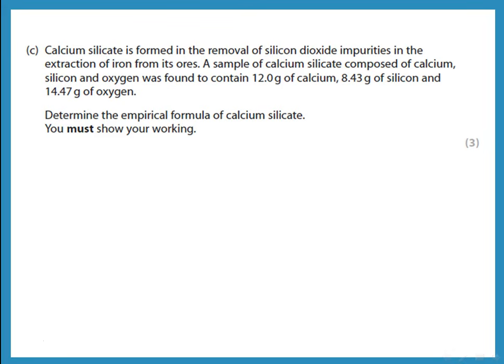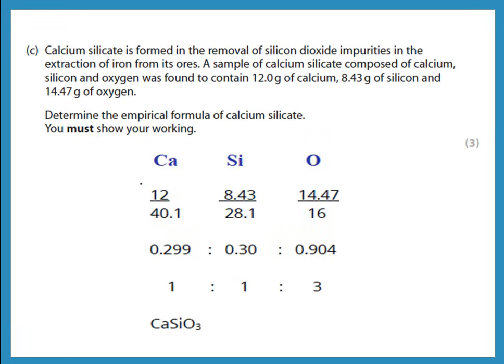Okay, this question says I am trying to get calcium silicate. I want the empirical formula of calcium silicate, and he says I have a sample of calcium silicate that has 12 grams calcium, 8.43 grams silicon, and 14.47 grams of oxygen. Again, remember, how do we calculate empirical formula? Okay, we said we write the masses or percentages.